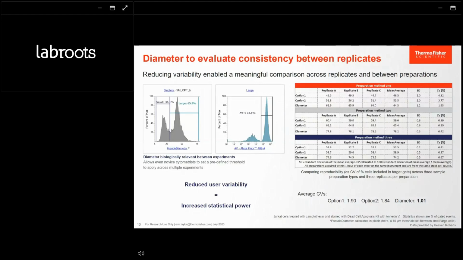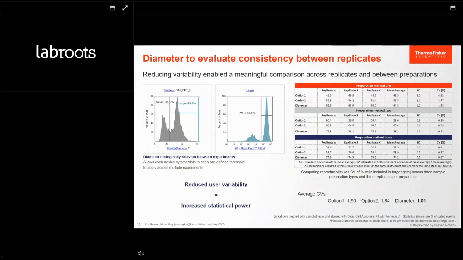So this particular sample, or this particular experiment, was extremely well designed and minimized as much variation as I think flow cytometrists really can. All of these cells were prepared within 1 hour of each other. They were run on the same instrument. They were from the exact same stock cell source. And she kept all other settings the same.